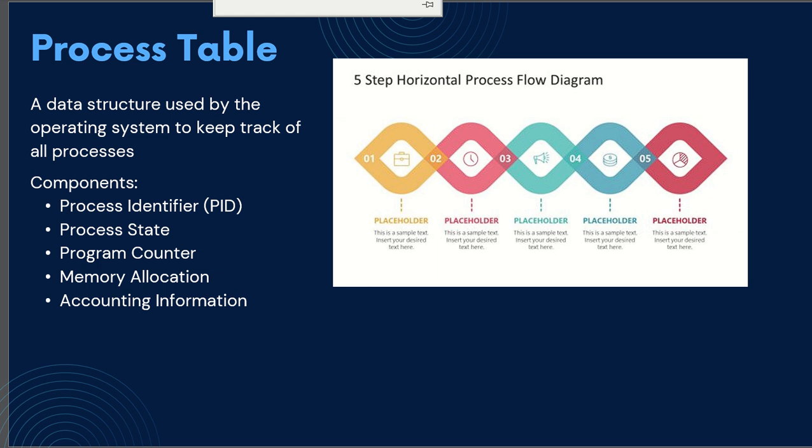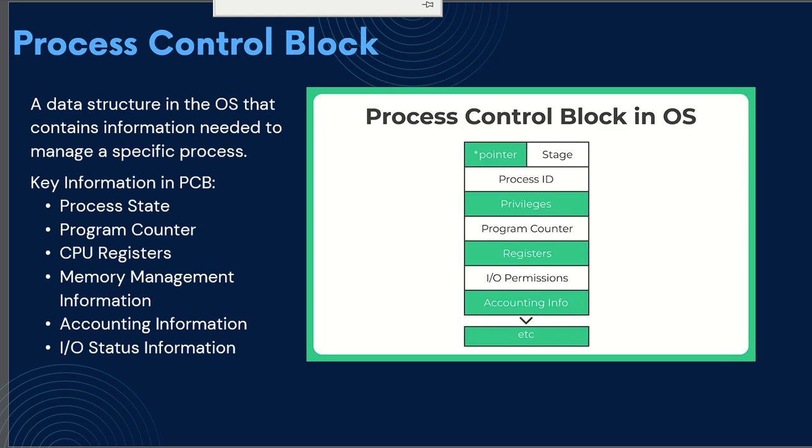Process table. The process table is a data structure the OS uses to track all active processes. It includes important information like the process ID, state, program counter, memory allocation, and more. It helps the OS keep everything organized.